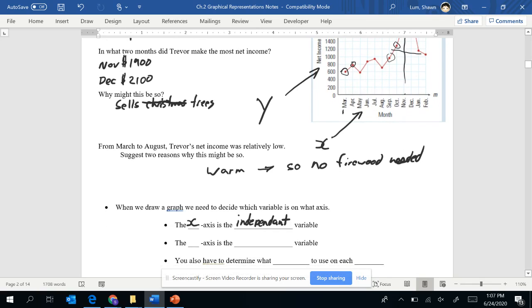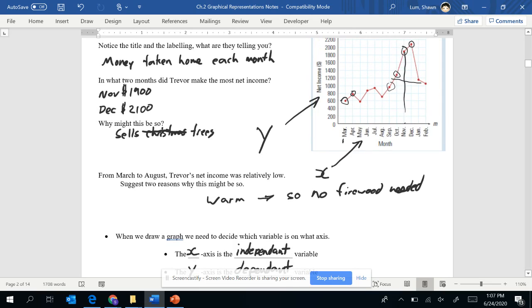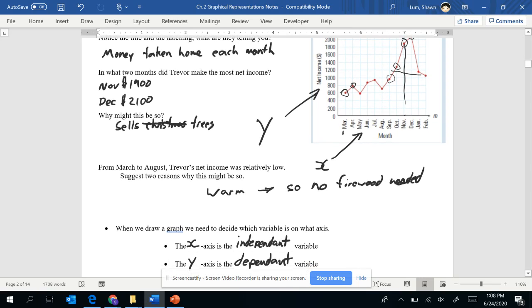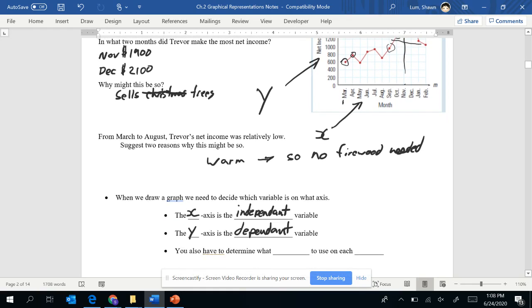Now, on the y-axis, it's the dependent variable. That means if he is selling trees, it's going to really depend on what month it is. So if it's November, he'll sell more trees. So that y-axis is very dependent on what month it is. It's very dependent on the independent variable.